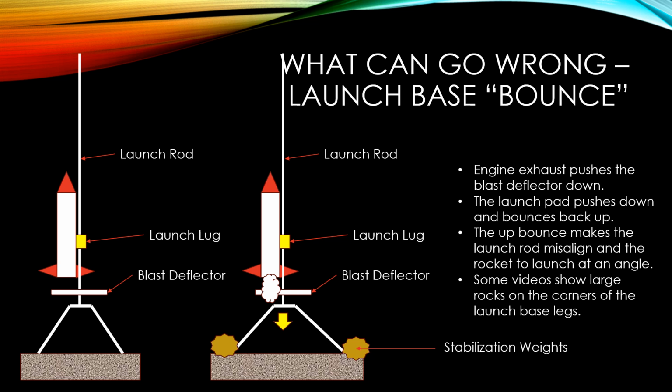So sometimes I see these launch pads, and they have these really large rocks on them, and they don't really explain most of the time what's going on, except I did find one video that talked about it very specifically. They said it was to prevent this problem. So the stabilization weights are added to the bottom of the launch pad legs to hold the launch pad in place to prevent it from bouncing downward when the rocket ignites. So it's a very unusual problem.